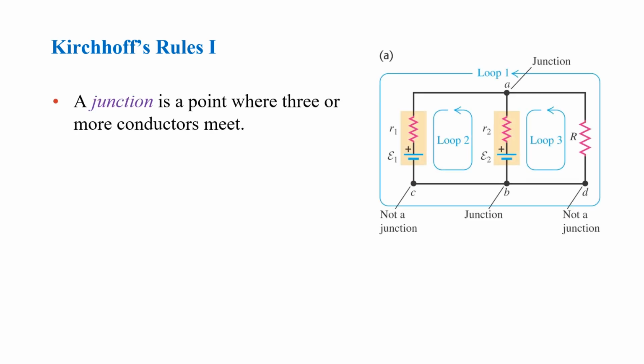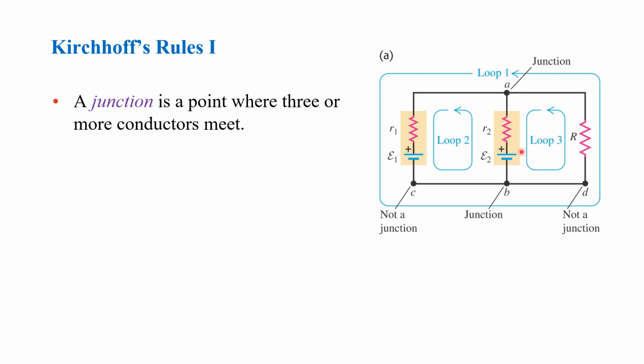Now let's discuss your first Kirchhoff's rule, which is your junction rule. Again, a junction is a point where 3 or more conductors meet. And by the way, why are we going to use Kirchhoff's rule here? It's because, as you can see, these 3 resistors are not simply in parallel. Why? Because these resistors are connected to this voltage source here. So these 3 resistors are not simply in parallel because of this power supply here.